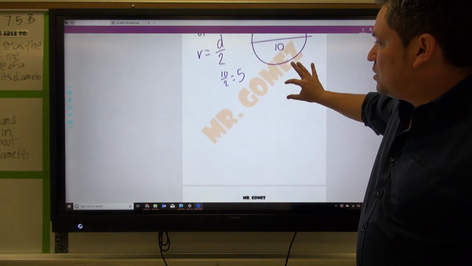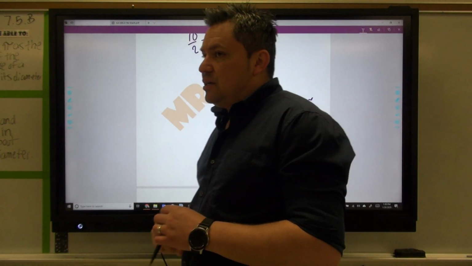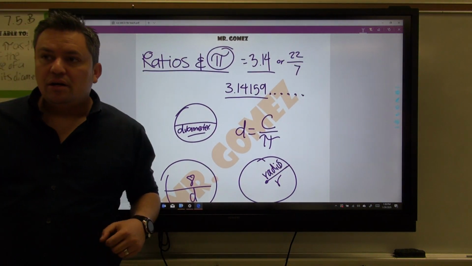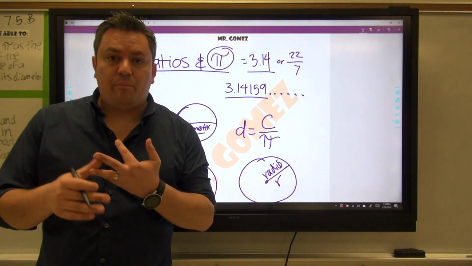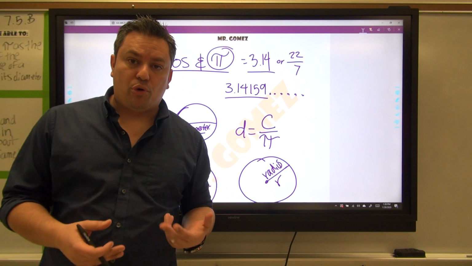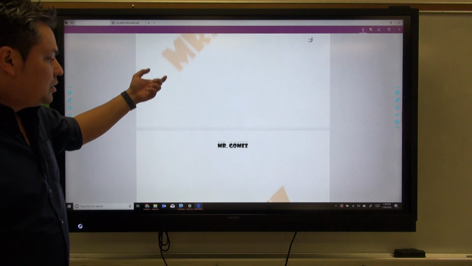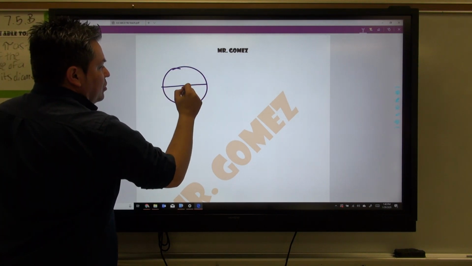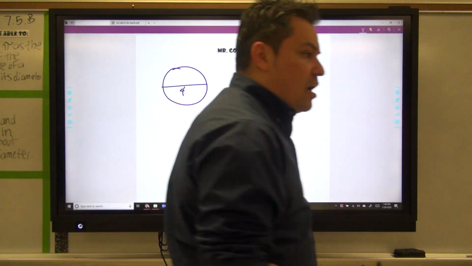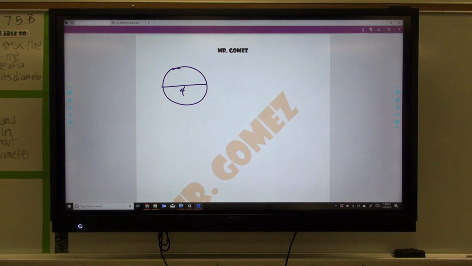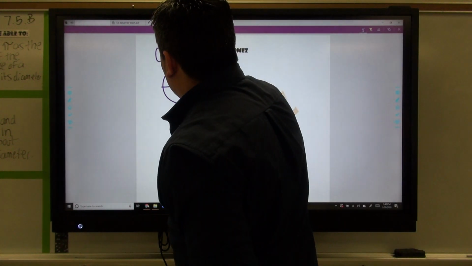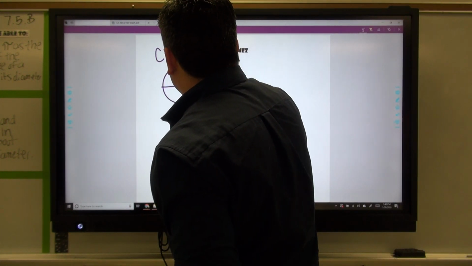Now, the thing about this is that at the beginning it said ratios and pi. Ratios and pi. So we're gonna use the circumference and pi to find out if they're proportional or not. So, well, they are, but let's look at an example like this. Let's say I have a small circle with a diameter of 4 and a circumference of 12.56 centimeters. Does anybody know how to find the circumference of a circle?